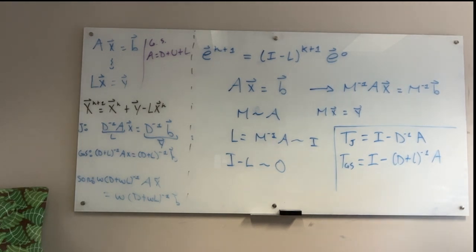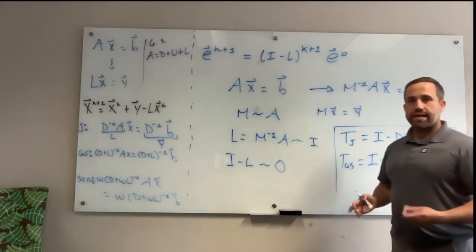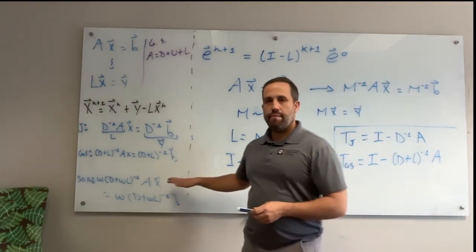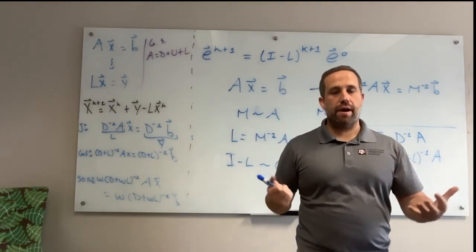And so then what we're going to do is see how we can analyze the spectral properties of these matrices, and see how as we go from Jacobi to Gauss-Seidel to SOR, we're going to get better and better convergence results.